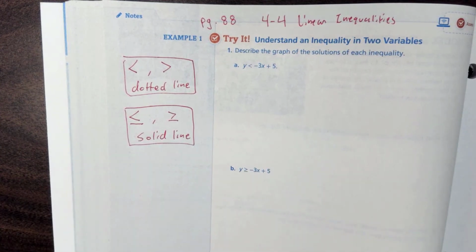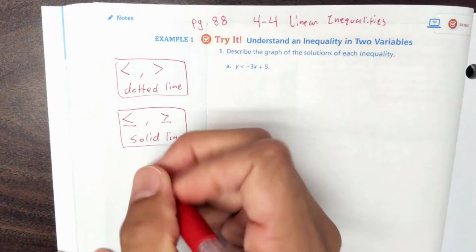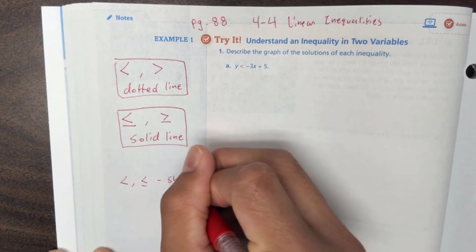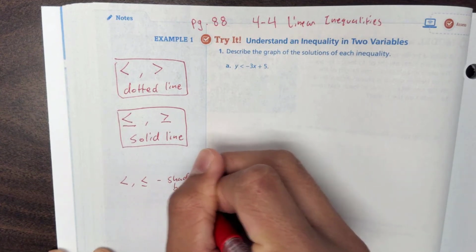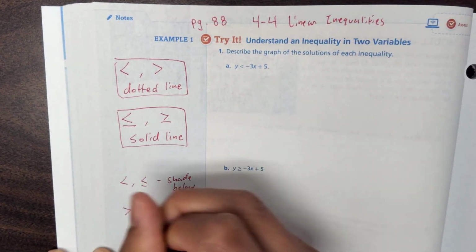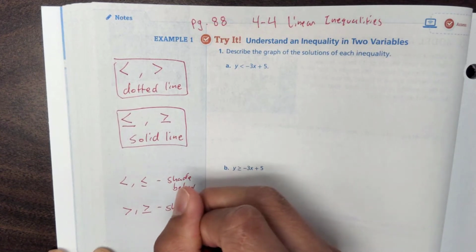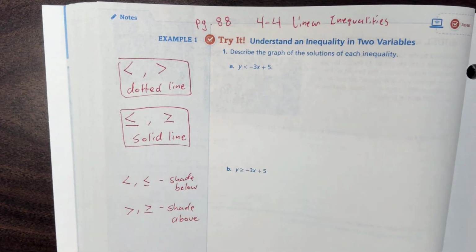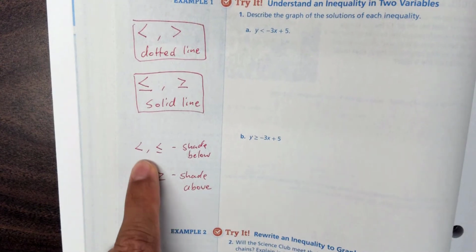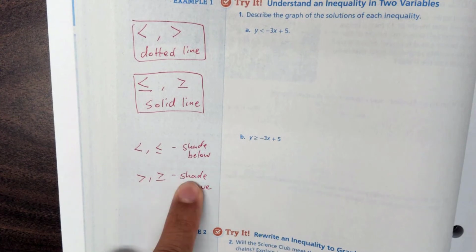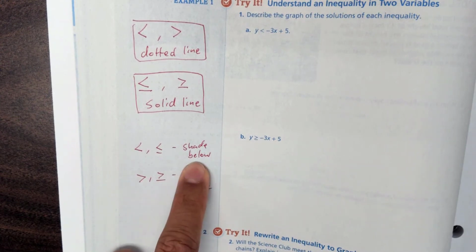Not only that, if it is less than or equal to, shade below. If it's greater than or equal to, shade above. That's easy to remember in the sense that less than, shade below; greater than, shade above.